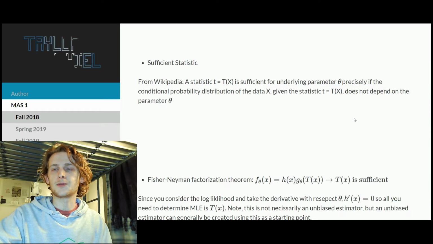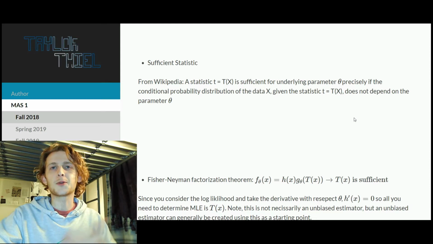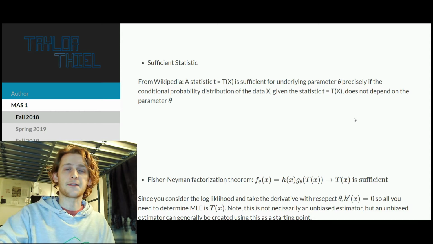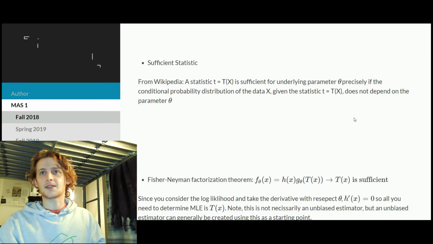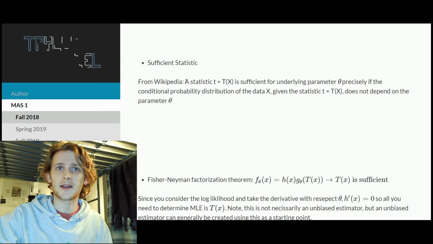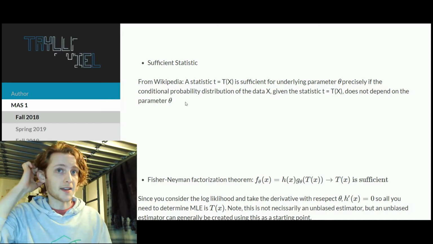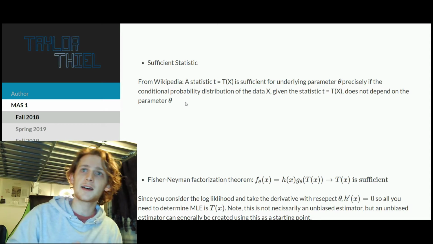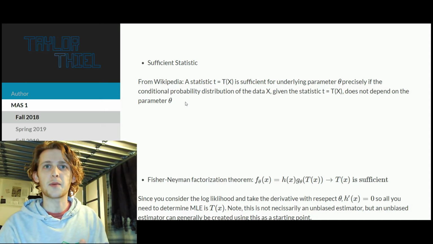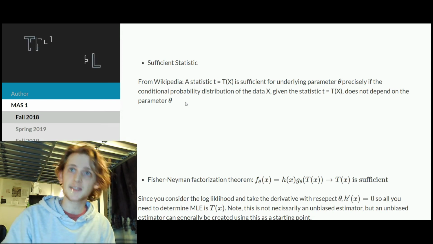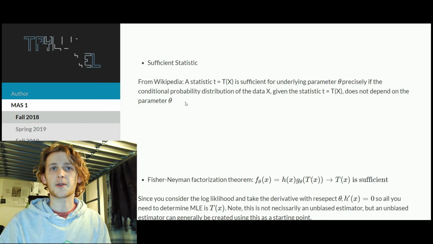Going into the tools you kind of need to know in order to determine that, first is sufficient statistic. So this is a direct quote from Wikipedia, just because they got the wording nice, so I thought I wouldn't try to reword it. A statistic T of X is sufficient for an underlying parameter of theta, precisely if the conditional probability distribution of the data X, given the statistic T of X, does not depend on the parameter theta.